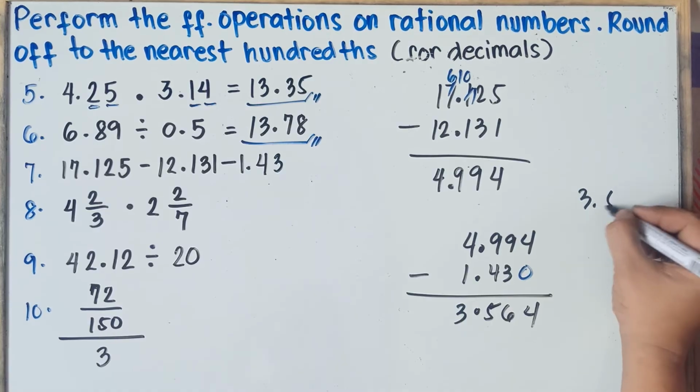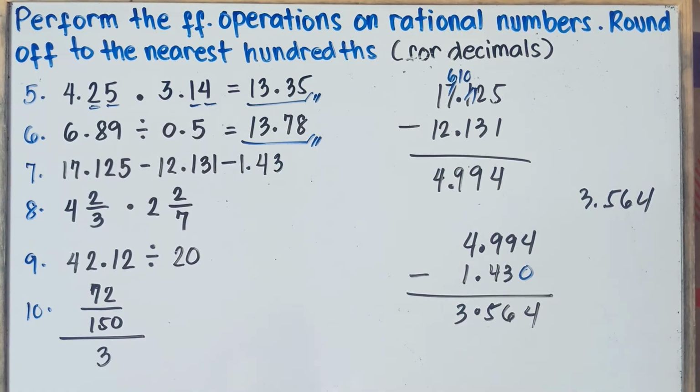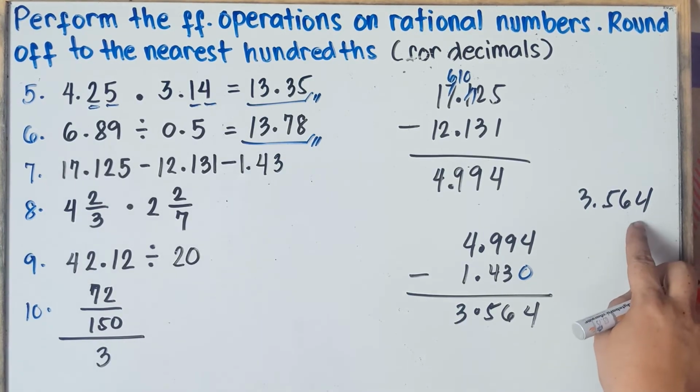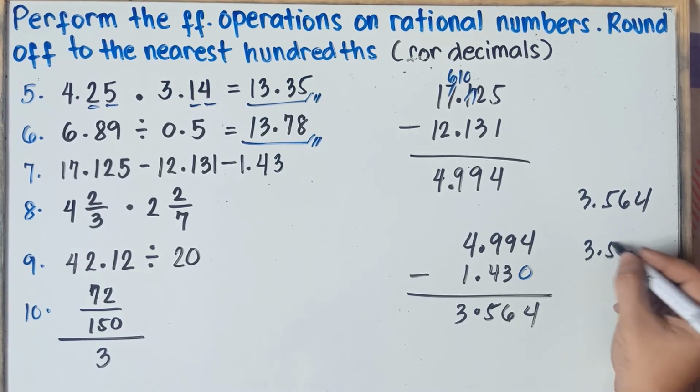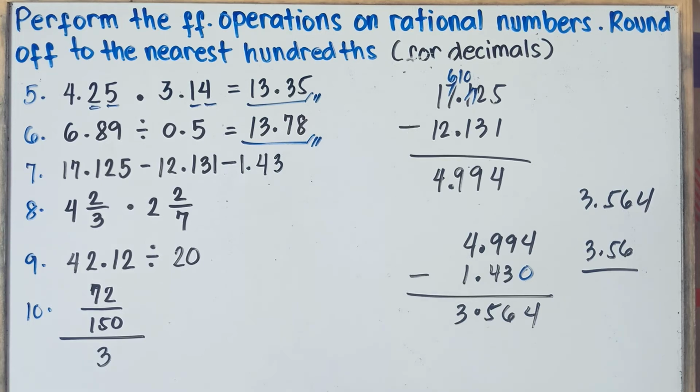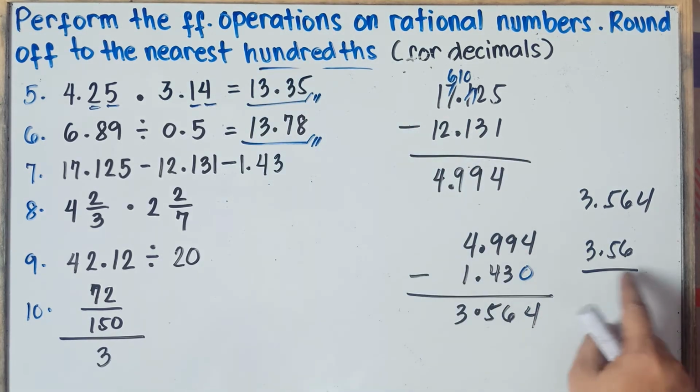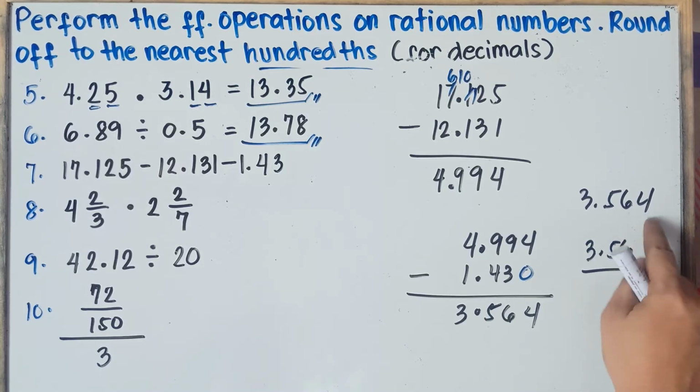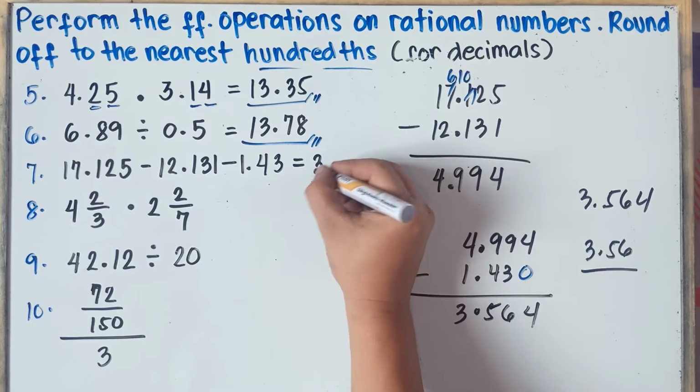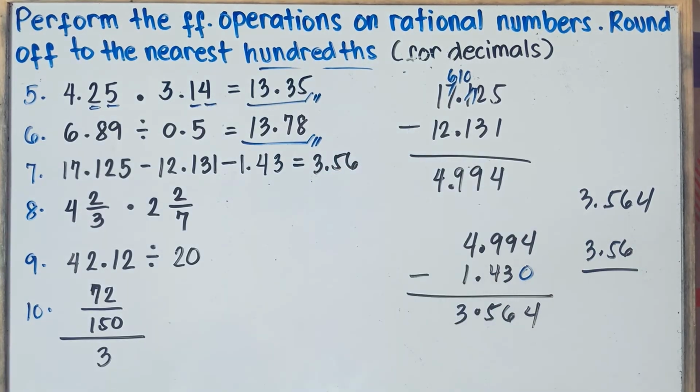So 3.564. After 6, that's 4. So simply round down. Simply copy 6. Our answer is 3.56. Once again, class, we are told to round off our answer to the nearest hundredths. If it's hundredths, class, there would be 2 decimal places. So after 6, that's 4. Simply copy 6. So this will be equal to 3.56. That's it. That's all set for number 7.